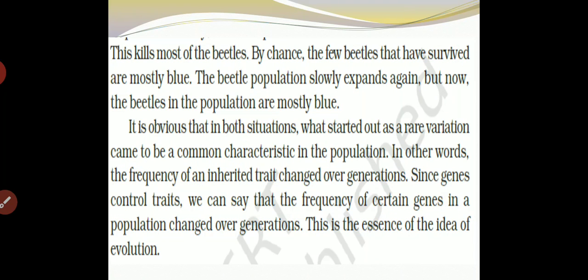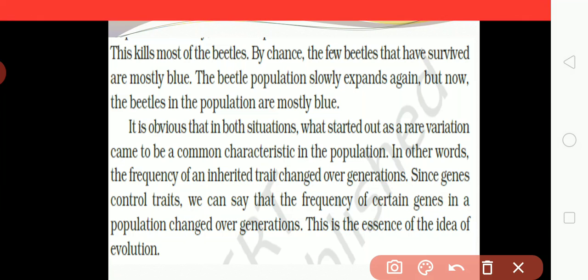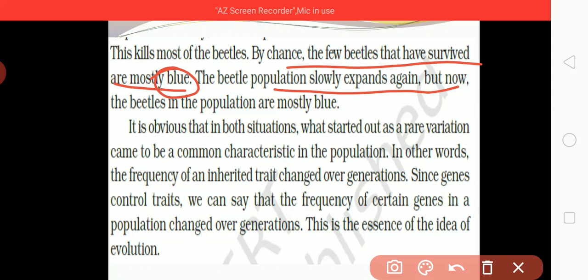By chance, the few beetles that have survived are mostly blue. In this case you can see that the survived beetles are all blue in color, and the beetle population slowly expands again. The population slowly expands, but now the beetles in the population are mostly blue in color.